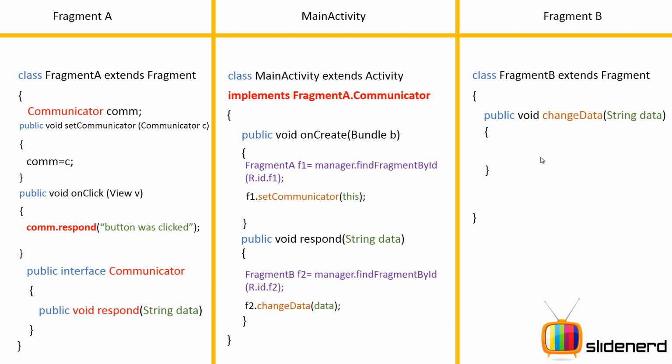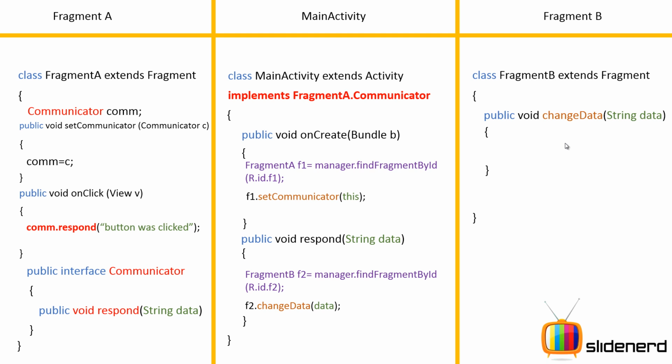So it's very simple. Associate the fragment A inside your onCreate method in the activity by using this method. Whenever the button is clicked, com.respond is triggered. It calls respond in the activity. From there, it actually calls a respond or some method inside fragment B. And this is how the basic communicator pattern works.